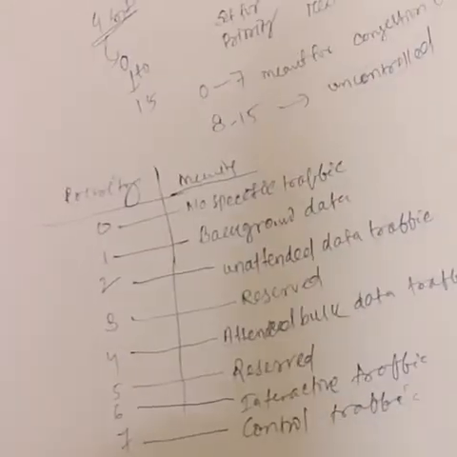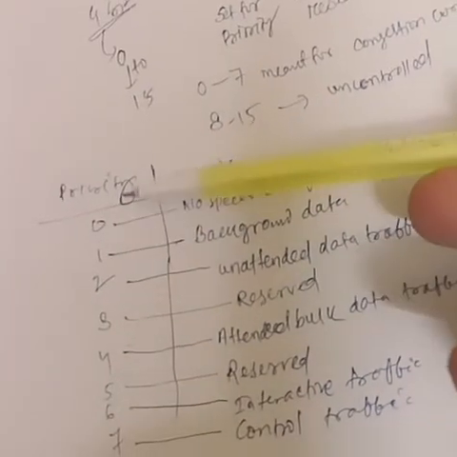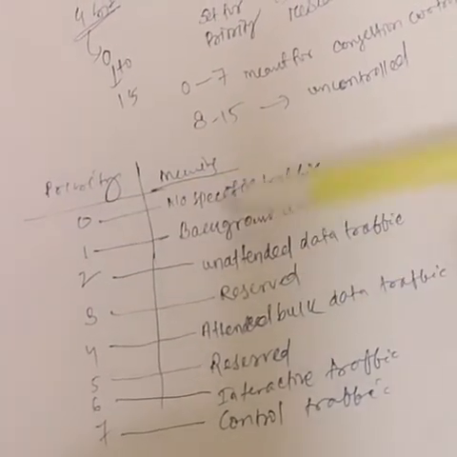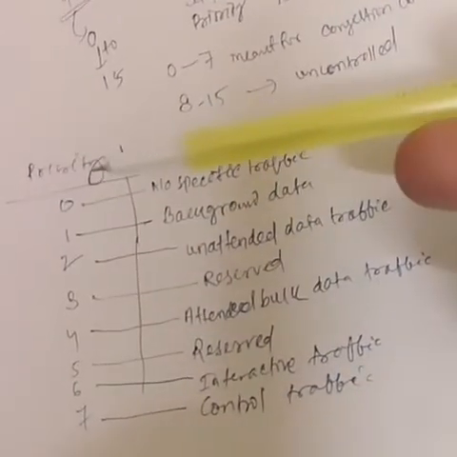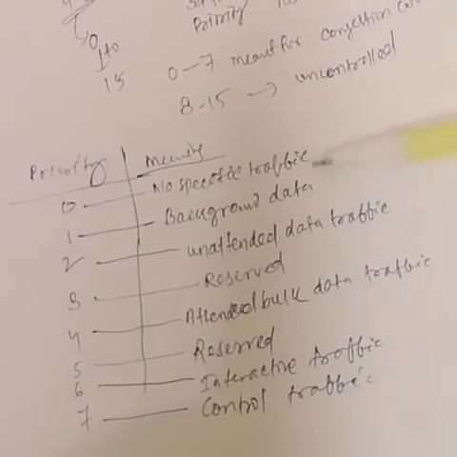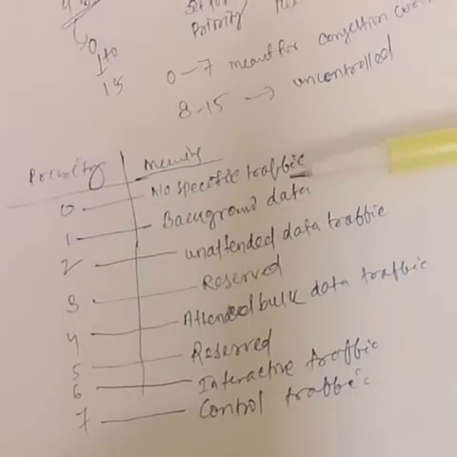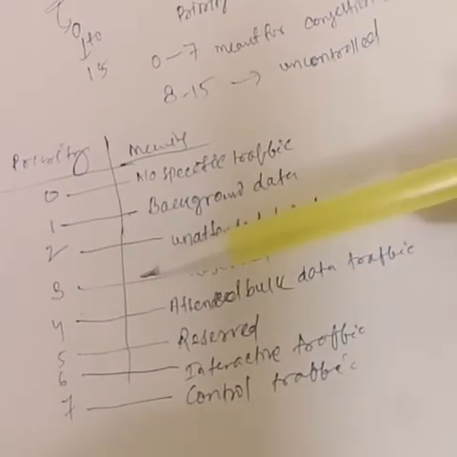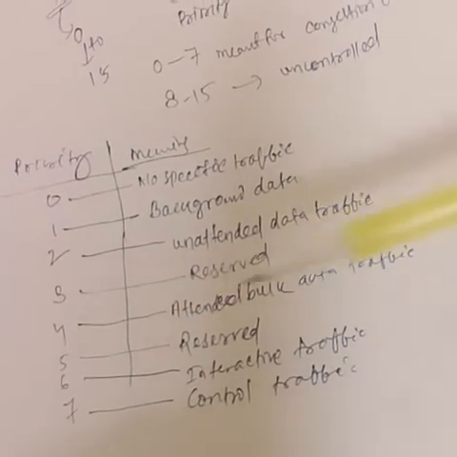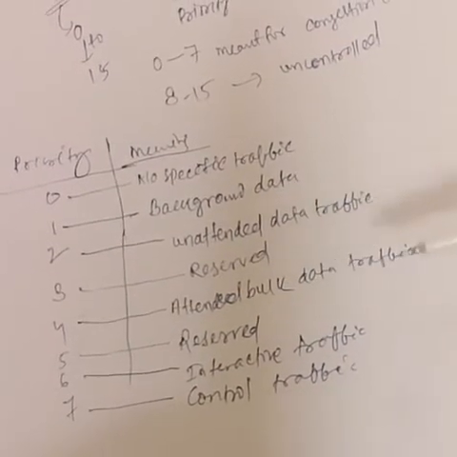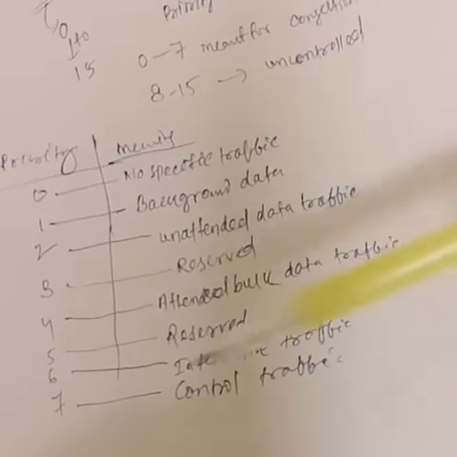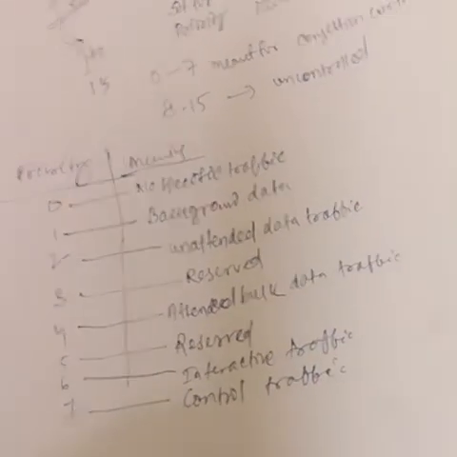Here is a table. See, this is the priority and its meaning. Note down this table. Priority 0 is meant for no specific traffic, 1 for background data, 2 for unattended data traffic, 3 for reserved, 4 for attended bulk data traffic, 5 for reserved, 6 for interactive traffic, and 7 for controlled traffic. Right?